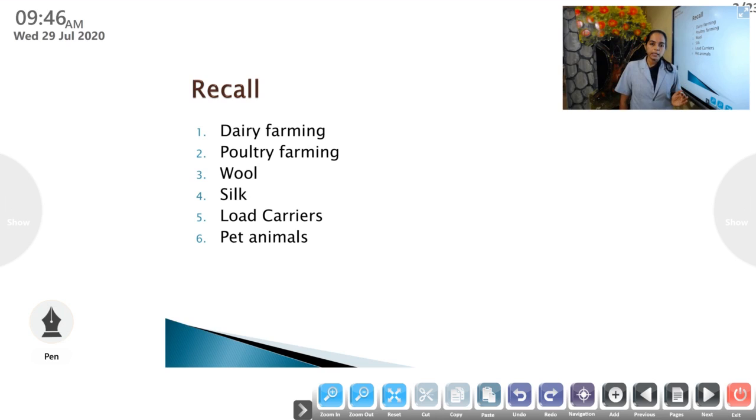Then, do you remember load carriers? Yes, they are animals used to carry people or goods from one place to another. Example, camel, donkey, elephant. Then next you studied about pet animals. Cat, dog, parrot, etc. are examples of pet animals. And the dog has a keen sense of smell. That is why they are used to detect bombs by police and also to catch thieves. So these are the things you have studied in the previous class.